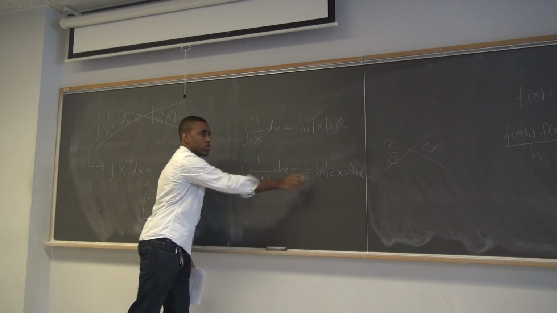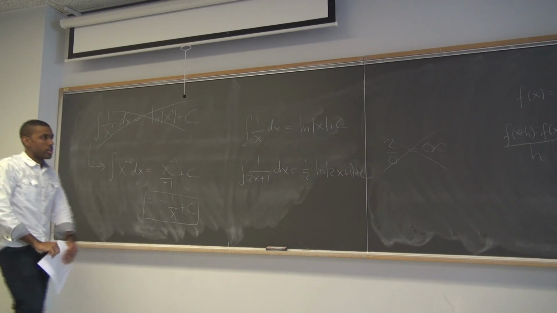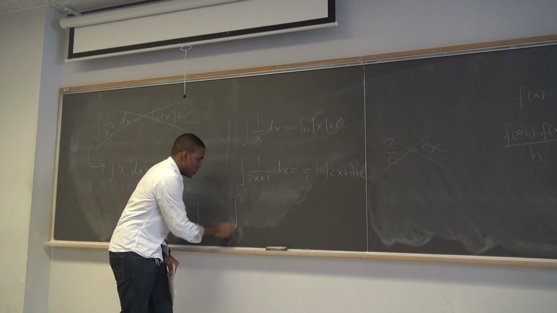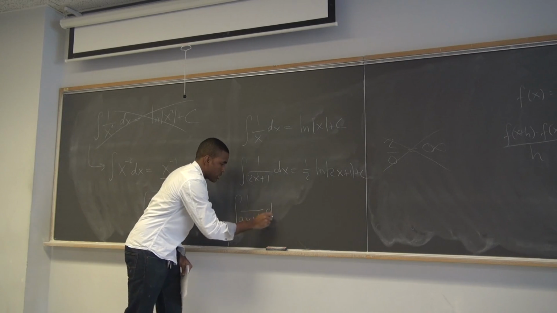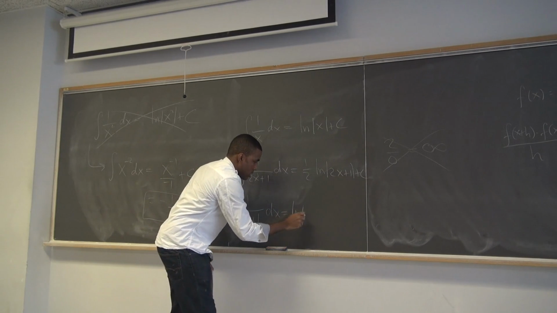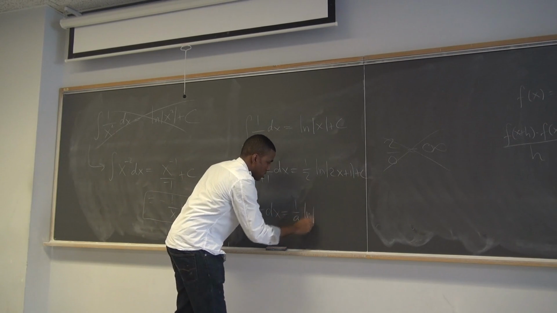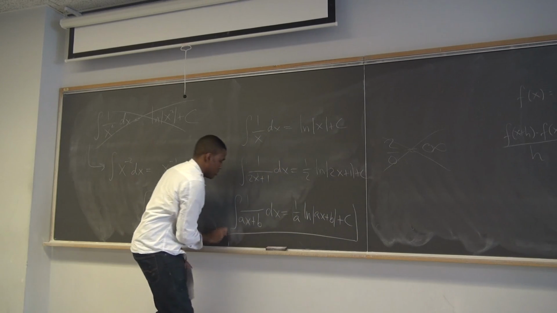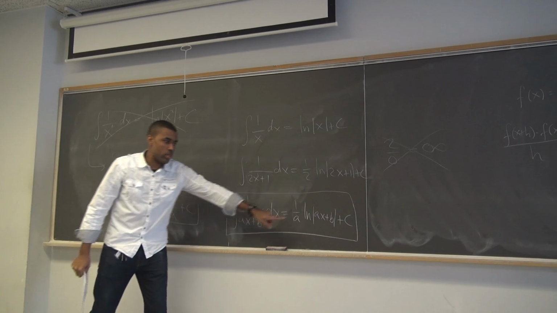Where this half comes from: doing the substitution. You say u equals 2x plus 1, and then apply this rule, and you get the ln. So in general, this gives you... and that is the only kind of function that will give you an ln.